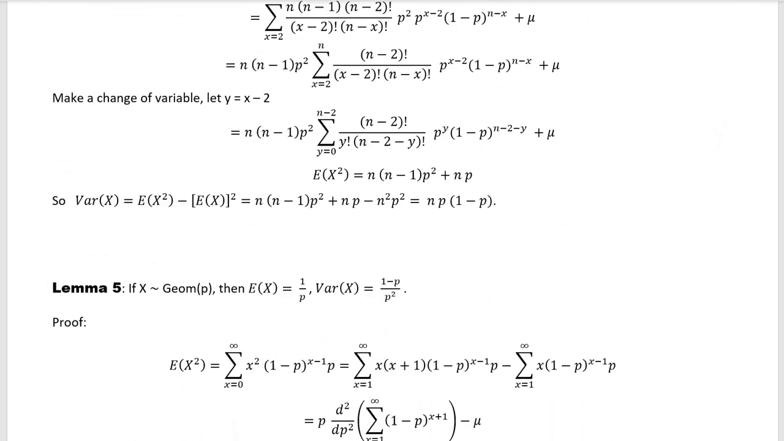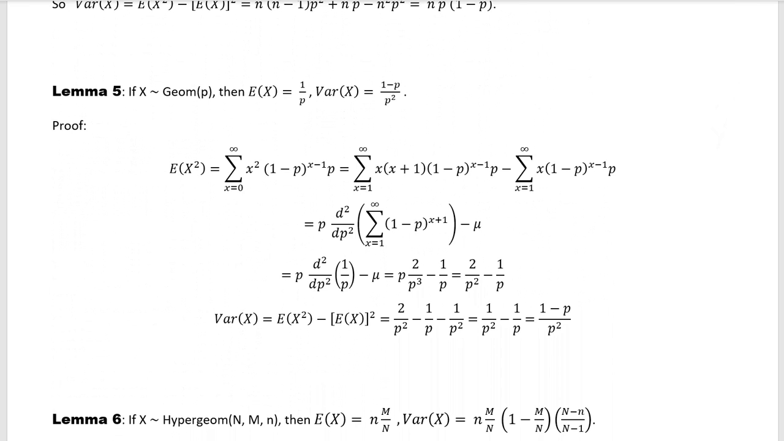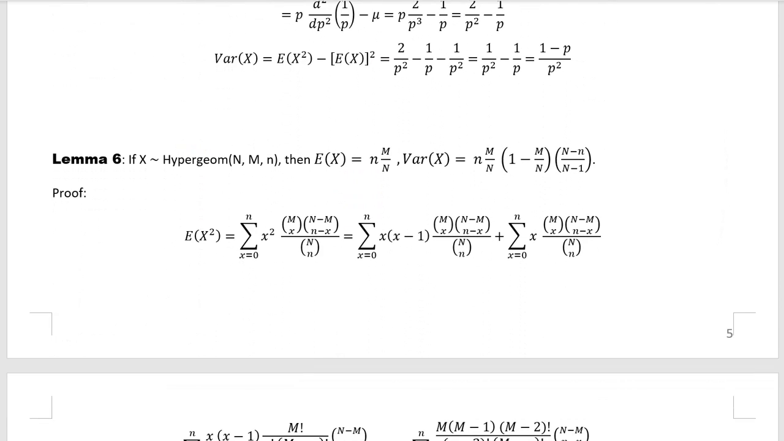Okay, and if x has a geometric distribution, then the mean is 1 over p, and the variance is 1 minus p over p squared. And we also compute the second moment and use the second moment minus the mean squared. Okay? And if x has the hypergeometric distribution, then the mean is n times M over N, and the variance is n times M over N, and then 1 minus M over N, times this guy. This guy is actually called the finite population correction factor.